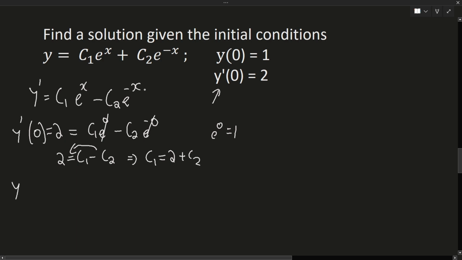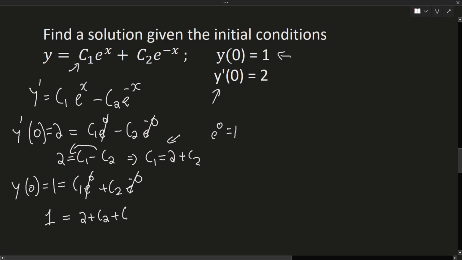Next, we use this equation over here. Y of 0 equals 1 equals, and we just plug in all the numbers: c1 e of 0 plus c2 e of negative 0. The zeros are equal to 1, so it doesn't matter. C1, we're going to replace it with this, and we're just going to find the rest of the value. 2 plus C2 plus C2 equals 1. Actually, I'm going to send 2 to the other side, so that this becomes negative 1 equals 2 C2.